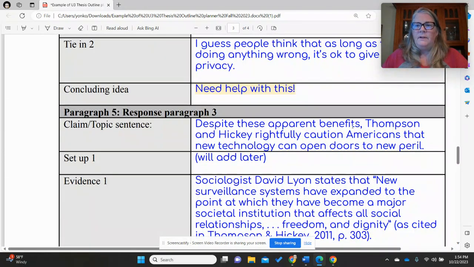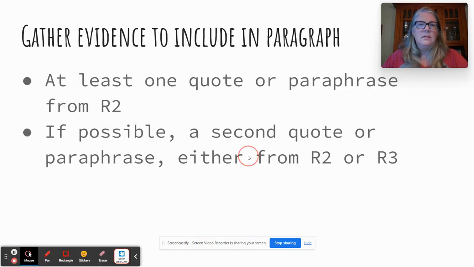Despite these apparent benefits, Thompson and Hickey rightfully caution Americans that new technology can open doors to new peril. So again, this transition we might not know yet. So if you don't have that just yet, that's fine. Here's the authors. Here's what they do or what they say in the article. And the student agrees with them that new technology can open doors to new peril. All right. So that's what we're looking for in the topic sentences.